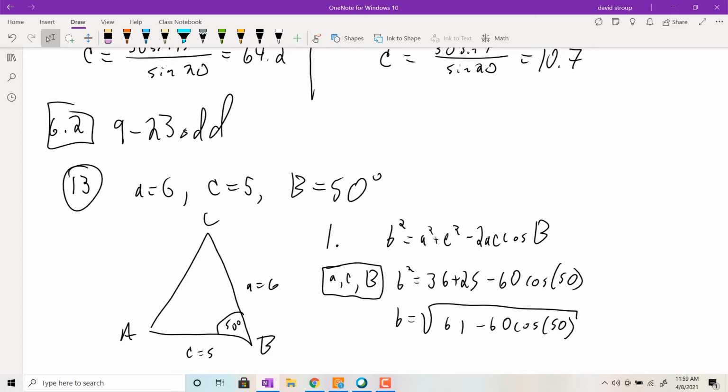Okay, I'll go to my calculator and see what I get. 61 minus 60. Make sure you're in degrees. I'm getting 4.73. Okay, so to 1 decimal place, 4.7.